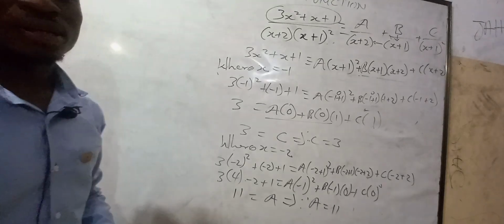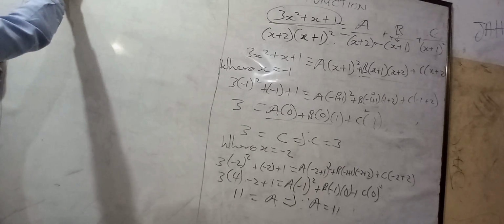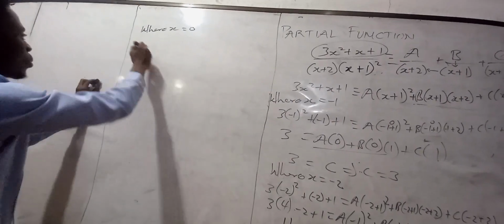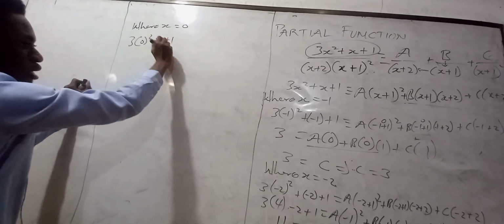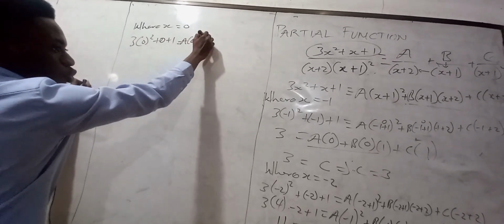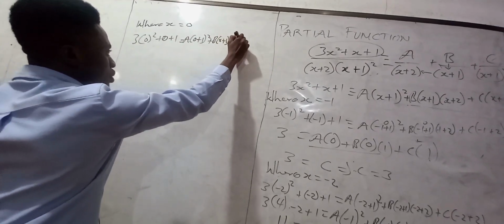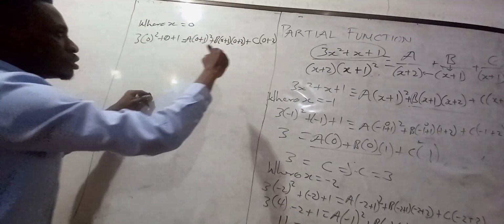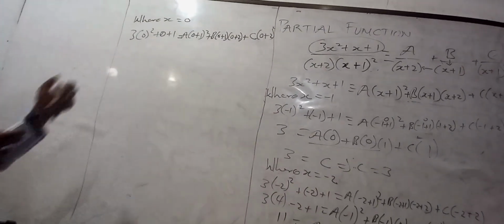So let's give it a try. So we are putting a random number which is 0. So where x is 0, we get 3 into bracket 0 squared plus 0 plus 1 being equal to A, which 0 plus 1 squared plus B 0 plus 1, 0 plus 2 plus C, which is 0 plus what? 2. Is it squared? Yes, squared. So this is what we get.